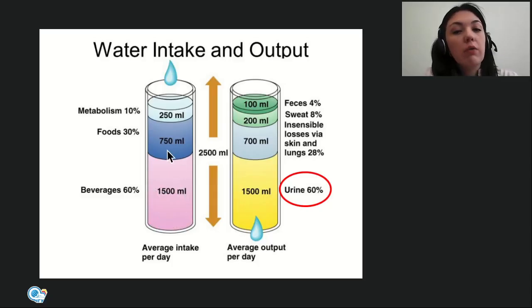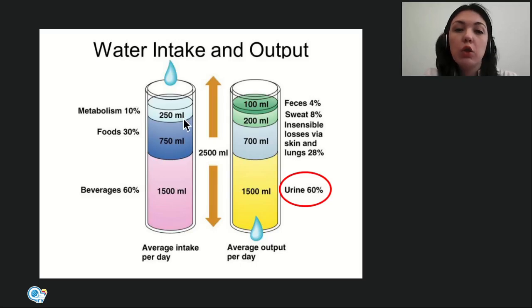Then 750 milliliters we intake with food, because food is not always solid. It can be rather liquid, like soup, but even if we eat something solid, anyway liquid is present in it. And also there is endogenous water, which you will discuss when you study biochemistry, like metabolism of nutrients, especially metabolism of lipids.